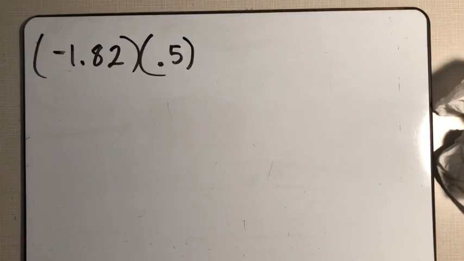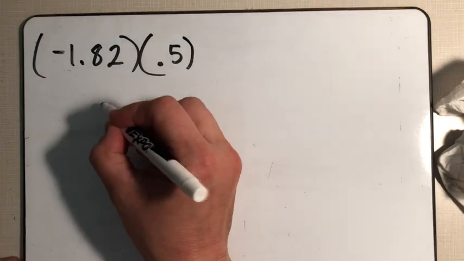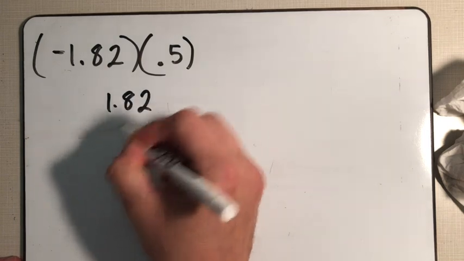All right, so we have negative 1.82 times 0.5. So the first thing we're going to do is just multiply the numbers. So I'm going to stack them up.